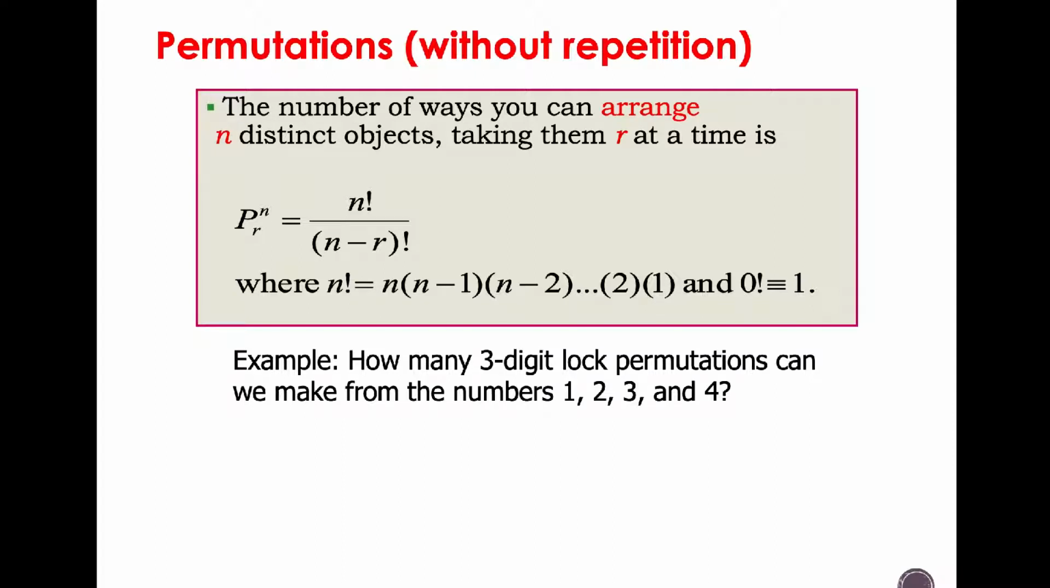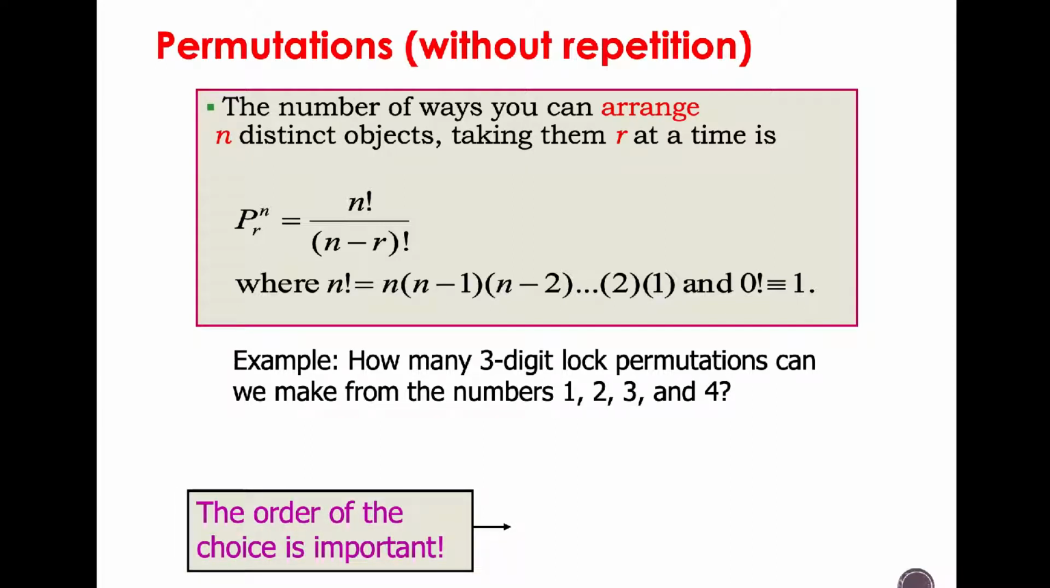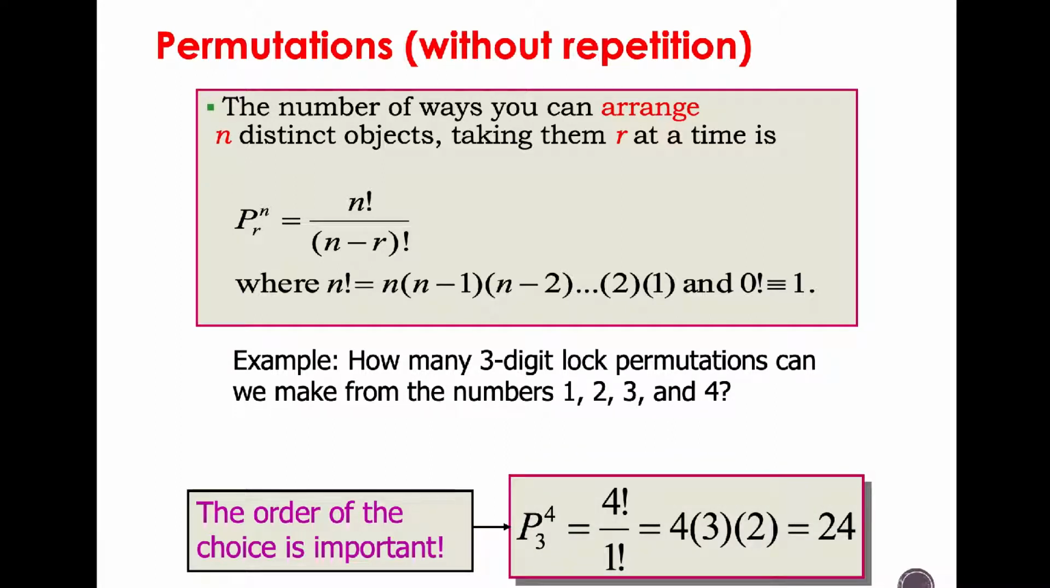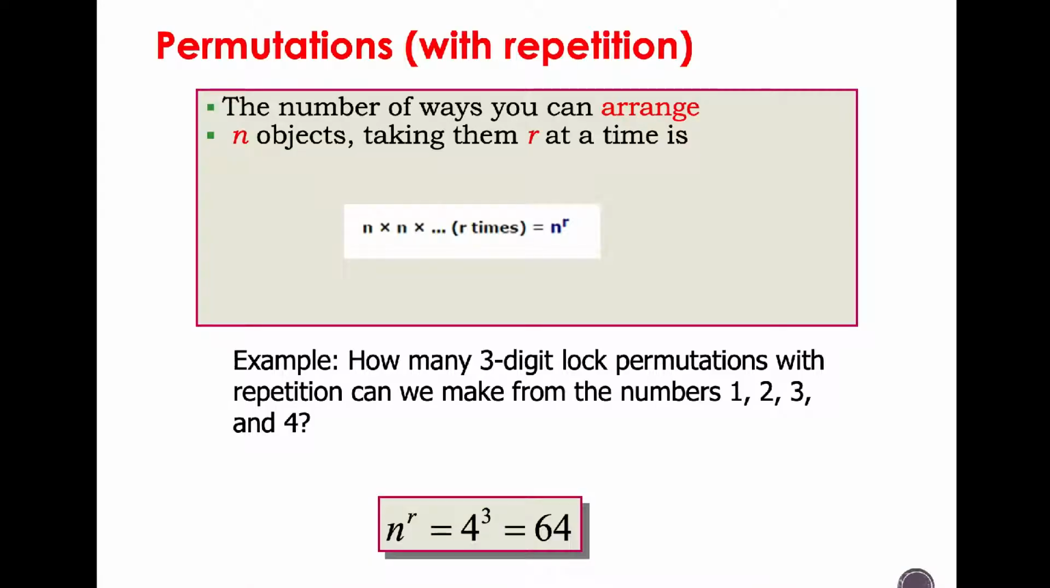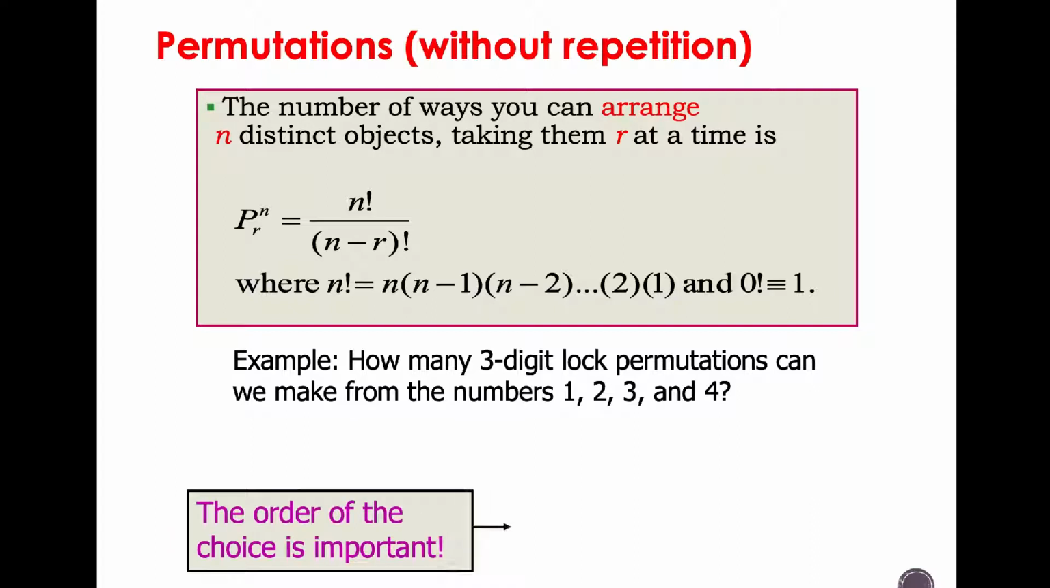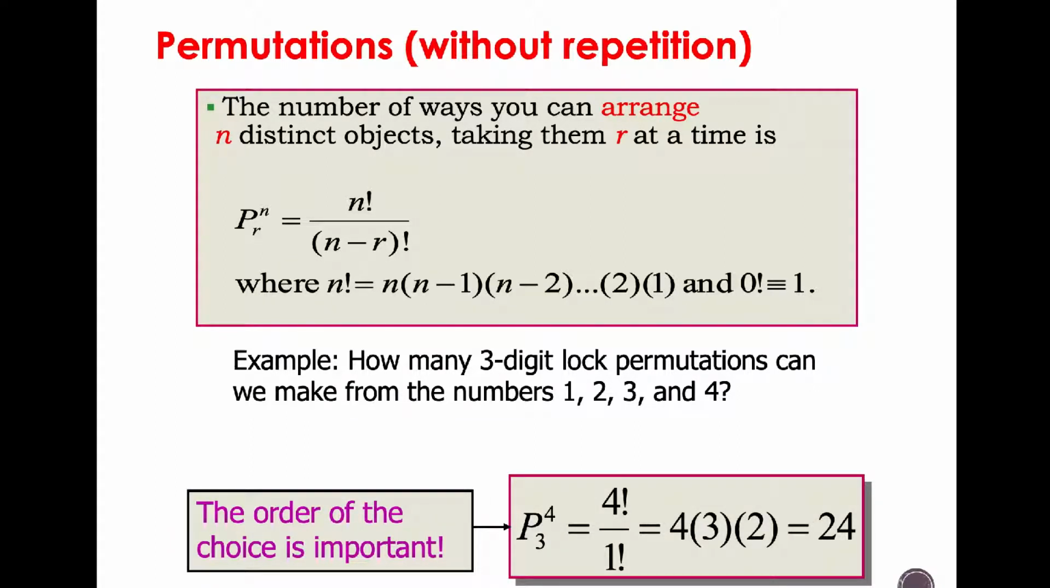Here is an example. How many 3-digit lock permutations can we make from the numbers 1, 2, 3, and 4? The order of the choice is really important in this case. The number of digits is 4, so n is 4, and we divide by (n minus r) factorial, which is 4 minus 3, so 1 factorial. So we just see that 4 times 3 times 2 times 1 equals 24.